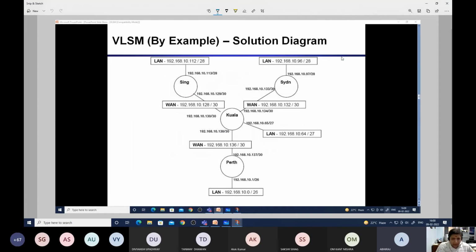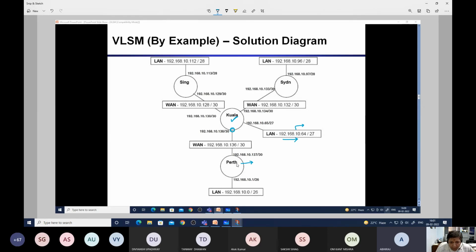What I'm saying is, suppose from Perth you want to reach any node here. You don't worry where this network is. You just have to see that somehow I have to throw this packet out to the next hop. And which is my next hop in the current network? My next hop is the Kuala Lumpur router, and the IP address connected to it is this.